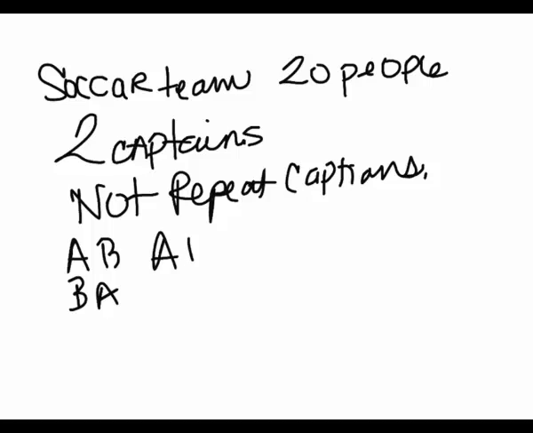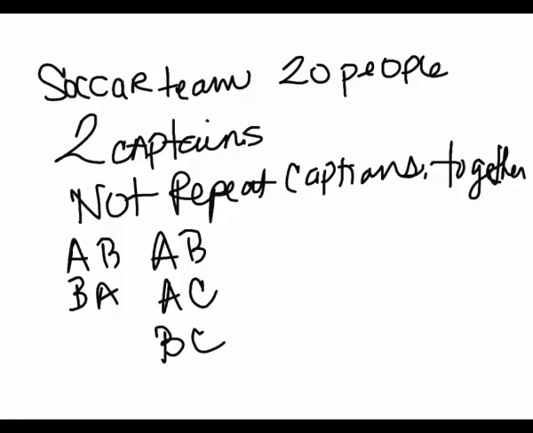It would have to be A, B. I could be A, C, but I mean by not repeat captains together. Maybe I should write them like that. Okay, so it can't be BA. B, C, they could be together. Does that make sense? So it's all in the wording on whether you can group the same people together and just switch their orders. So it's really something that you're going to have to read into, okay?